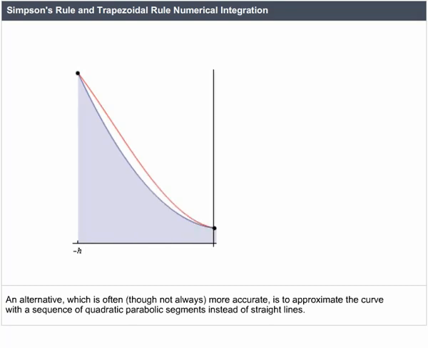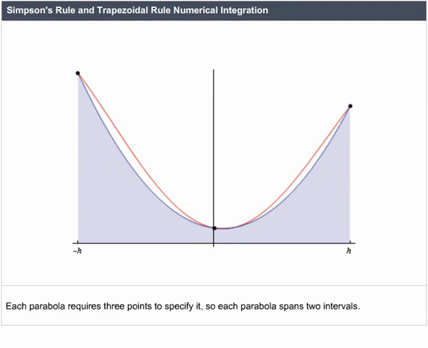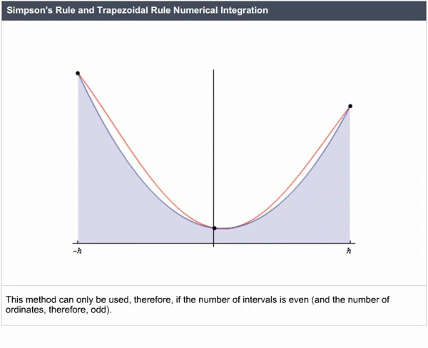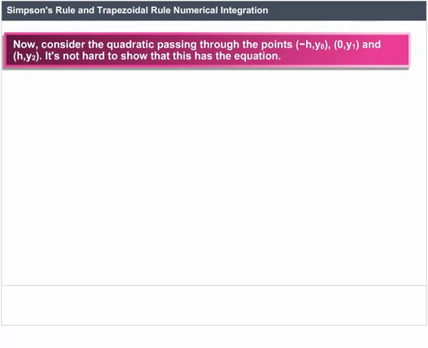An alternative, which is often, though not always, more accurate, is to approximate the curve with a sequence of quadratic parabolic segments instead of straight lines. Each parabola requires 3 points to specify it, so each parabola spans 2 intervals. This method can only be used, therefore, if the number of intervals is even and the number of ordinates, therefore, odd. Now, consider the quadratic passing through the points minus h, y0, 0, y1 and h, y2.